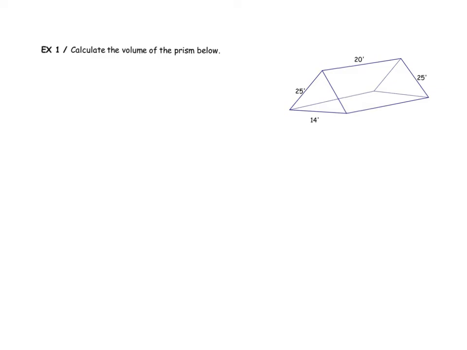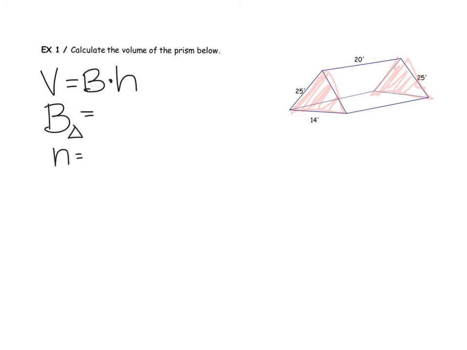In our first example, we have a triangular prism. I know that it's triangular because the bases are triangles. So I'm going to write my formula. Volume equals base area times height. And now I need to find the base area, meaning the area of my triangle, and I need to find the height of the prism.